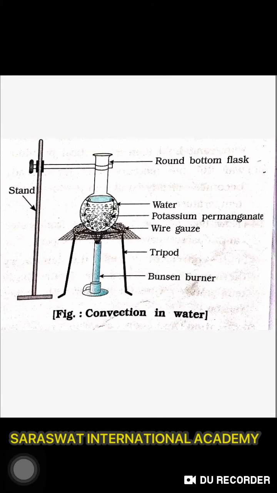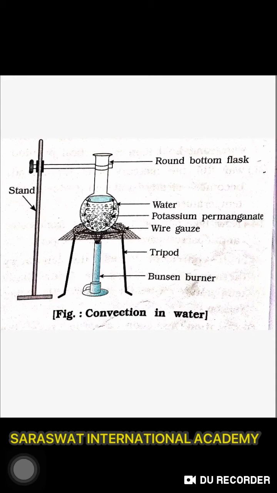When water is heated, the water near the flame gets heated. Hot water rises up. The cold water from the sides moves down towards the source of heat. This water also gets hot and rises, and water from the sides moves down. This process continues till the whole water gets heated.